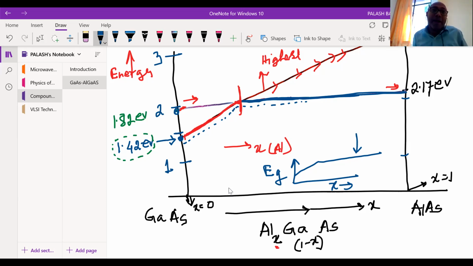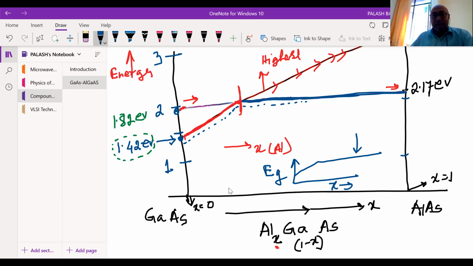So this is called band gap engineering, which is very popular in the gallium arsenide domain. Suppose for a particular device you want a particular band gap, you can go for it. Like here, the band gap, you see, is 1.4 to 2.17. So you have a tunability of band gap from 1.42 to 2.17. Anything you can choose.